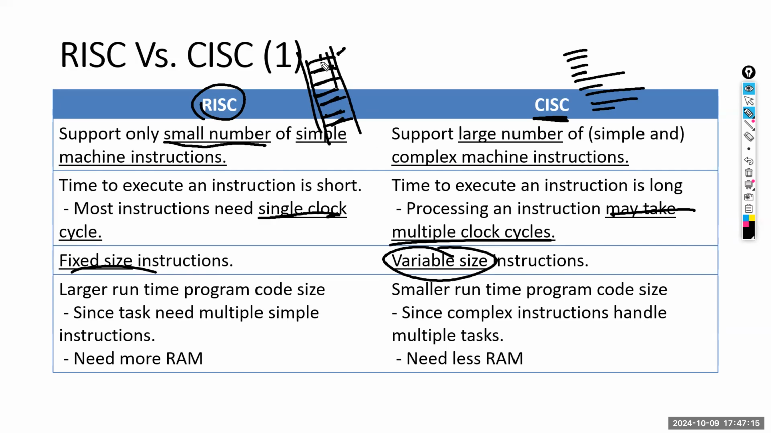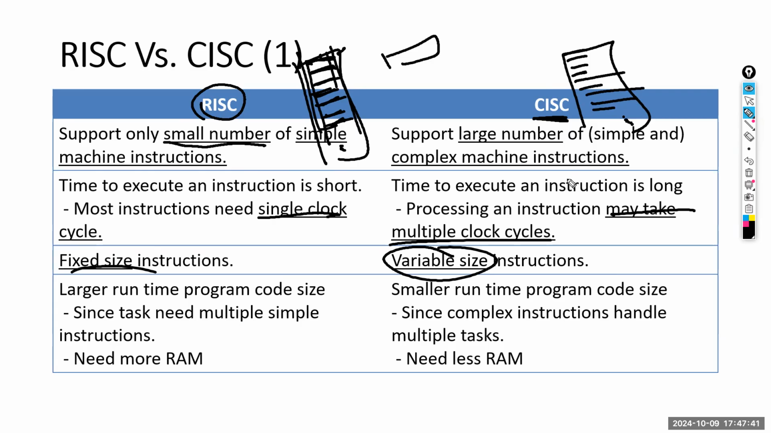And in RISC a lot of code is generated, because your program must be fully converted to machine instructions. So one particular statement may be executed by multiple simple instructions. So the generated machine code is bigger. In CISC the generated machine code is short. Therefore in RISC you may need more RAM, while in CISC you may need less RAM.